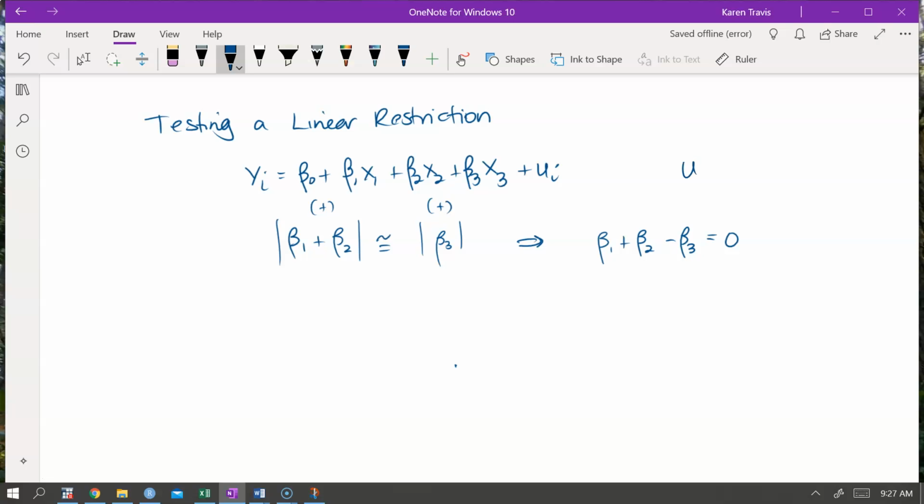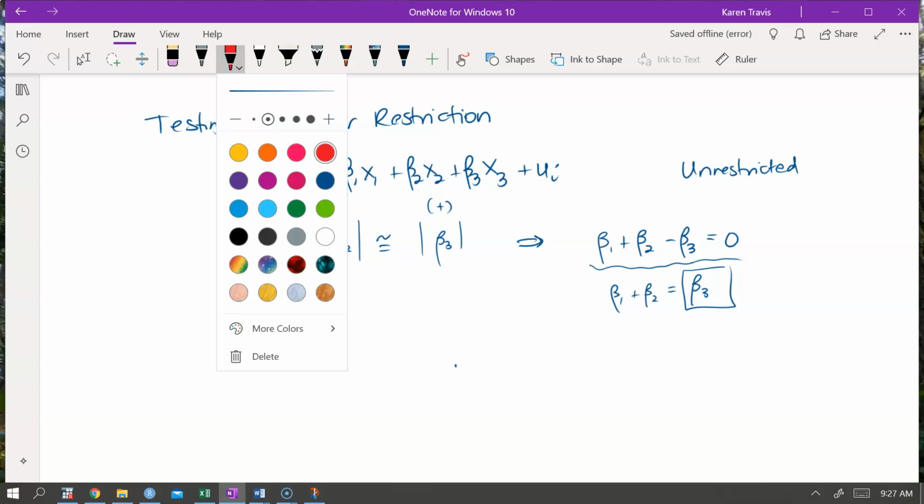So this model is unrestricted. This is just the general model. But now that I'm thinking about this, I could put this into my model and restrict it. So what does that mean? If it's put into the model, then what I could do is substitute every place I see beta 3, I could put in beta 1 plus beta 2.